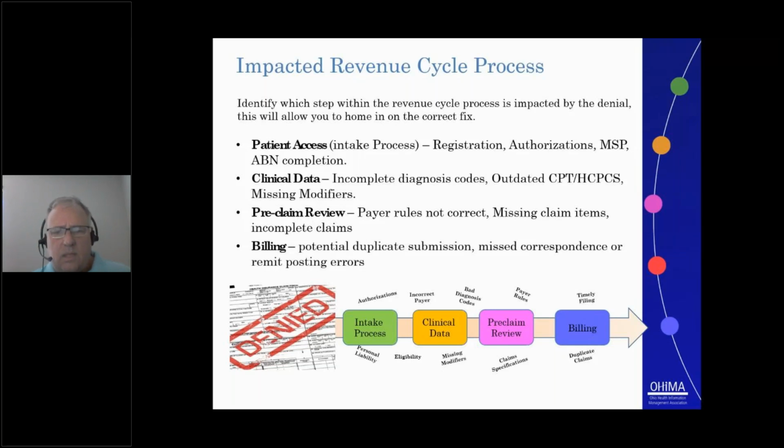The second reason we need to understand the impacted error is to help identify if there is a process problem or system issue. By reviewing denial patterns, the provider will be able to address issues within the revenue cycle process to eliminate future denials of this type.